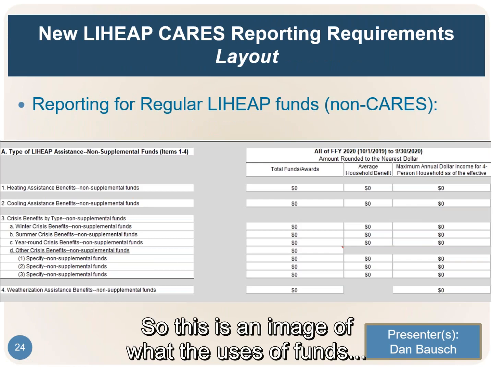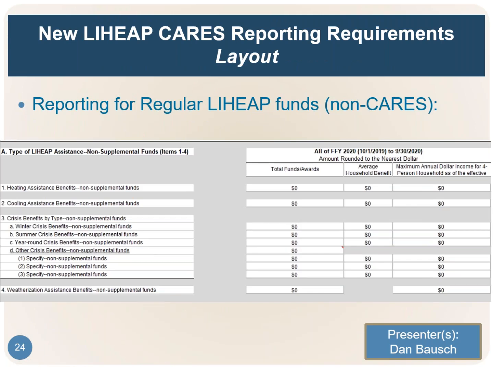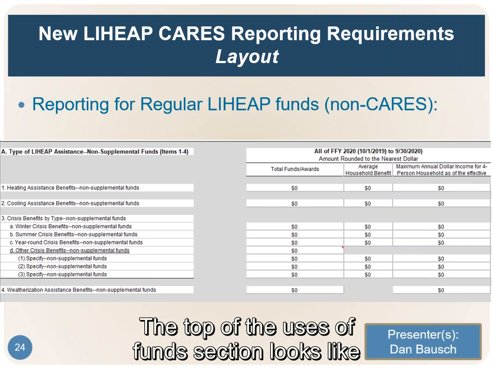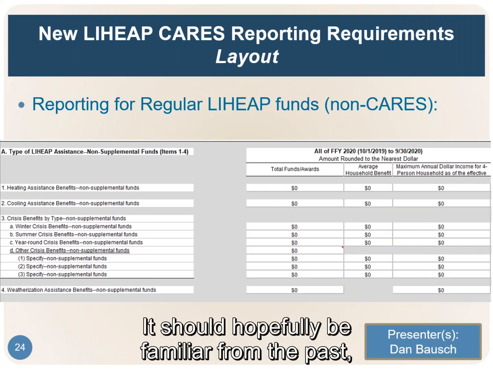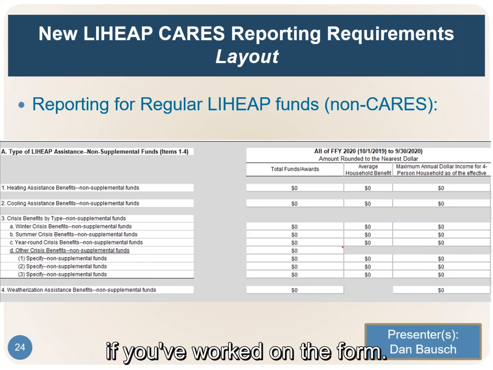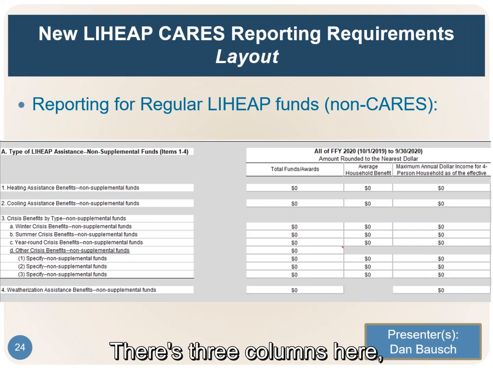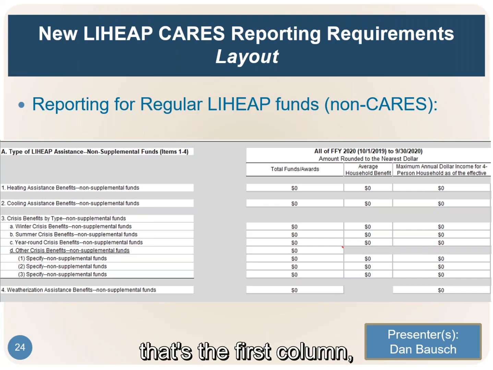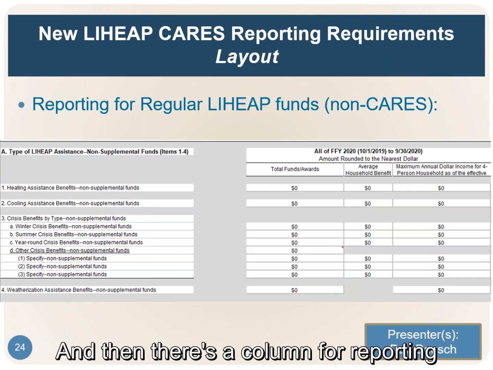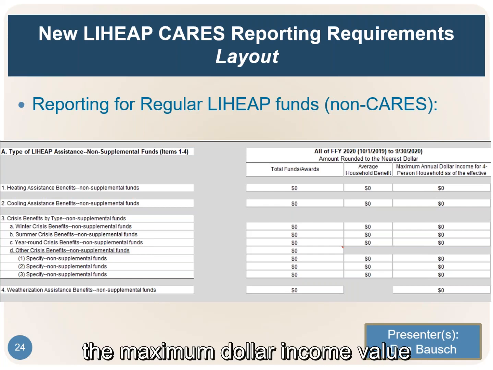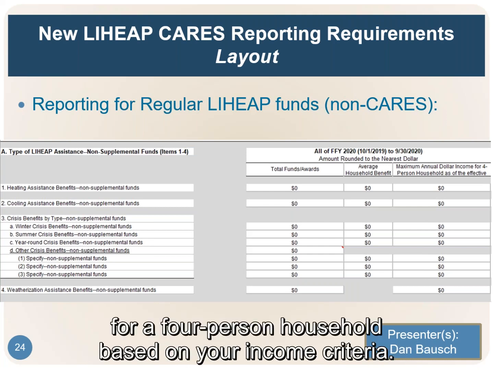So this is an image of what the top of the uses of funds section looks like in your Grantee Survey. It should hopefully be familiar from the past if you've worked on the form. There's 3 columns here. There's total funds. That's the first column. Then there's average benefit levels. And then there's a column for reporting the maximum dollar income value for a 4-person household based on your income criteria.